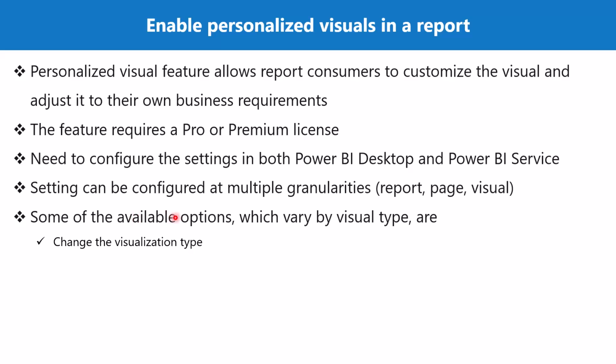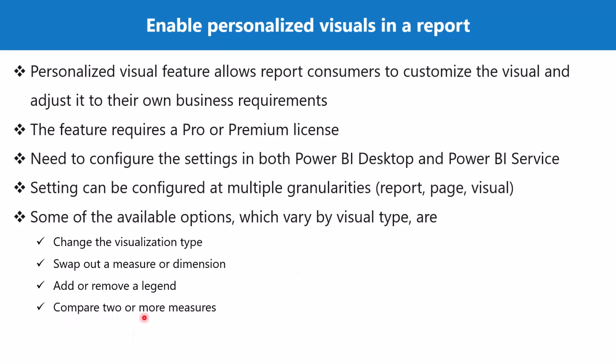Some of the available options within the personalized visual feature, which may vary by the type of visual we are looking at, are the option which can change the visualization type. We can swap out a measure or a dimension from within a visual. Then we can add or remove a legend. We can compare two or more measures depending upon the visual that we have selected, and we can change aggregations and some other features.